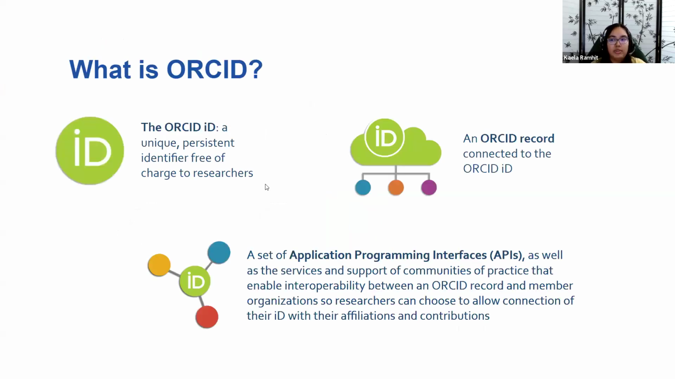There are three main components to ORCID. The ORCID ID, which is the unique persistent identifier that is free of charge to researchers and individuals. The ORCID record, which includes information about the individual from their employment history, education, and works, as well as many other things. And the ORCID API, or Application Programming Interface. The ORCID API allows the research community to work collaboratively with ORCID by allowing connections between the ORCID record and member organizations. So we'll go into more detail about the ORCID API a little bit later.